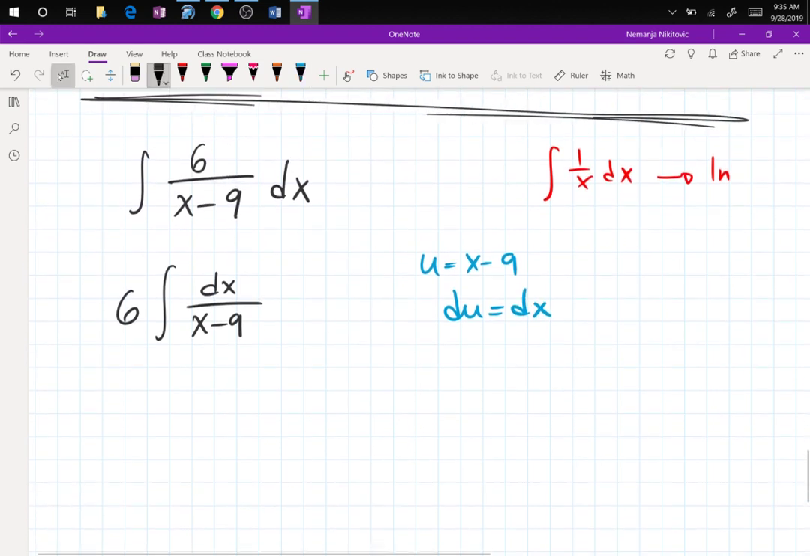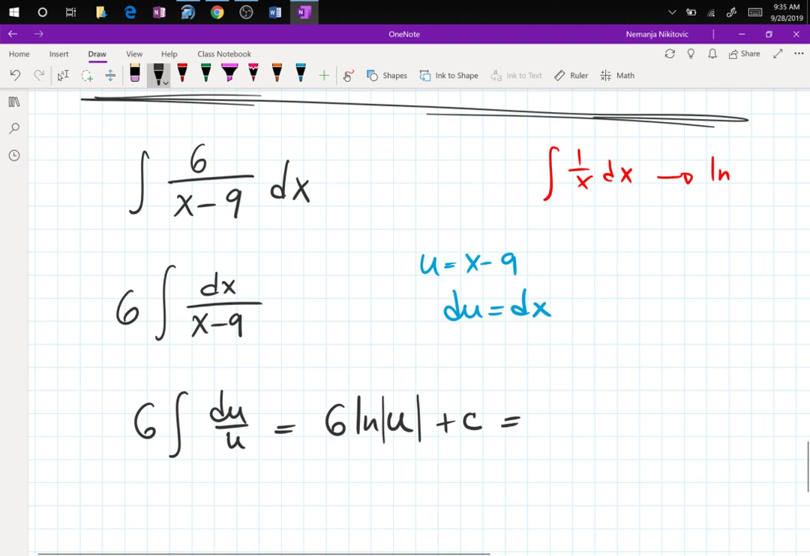So the whole integral collapses down to 6 integral of du over u, which is 6 ln of u, and you put the absolute value. They're not optional. You have to put absolute value there, otherwise doom. And then you have 6 ln absolute value of x minus 9 plus c.